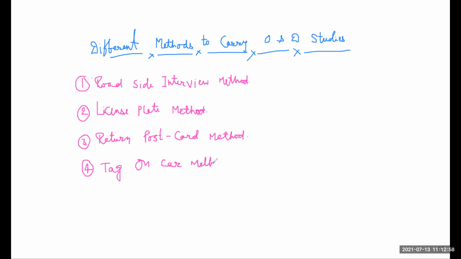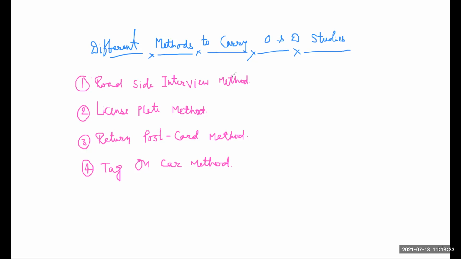For example, they give the options: license plate method is used for spot speed study, for origin and destination study, for traffic characteristic study, and for traffic volume study. You have to keep in mind that the license plate method is used for origin and destination study. Roadside interview method, return postcard method, and tag on car method are also used for origin and destination study.